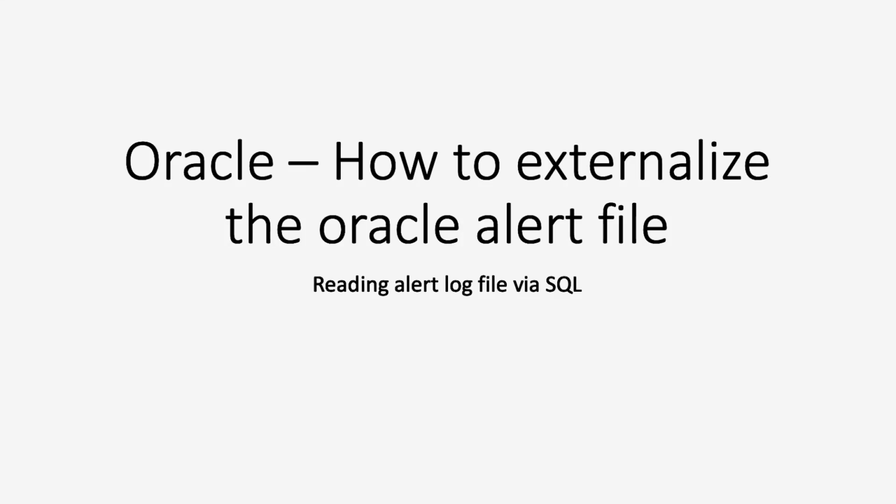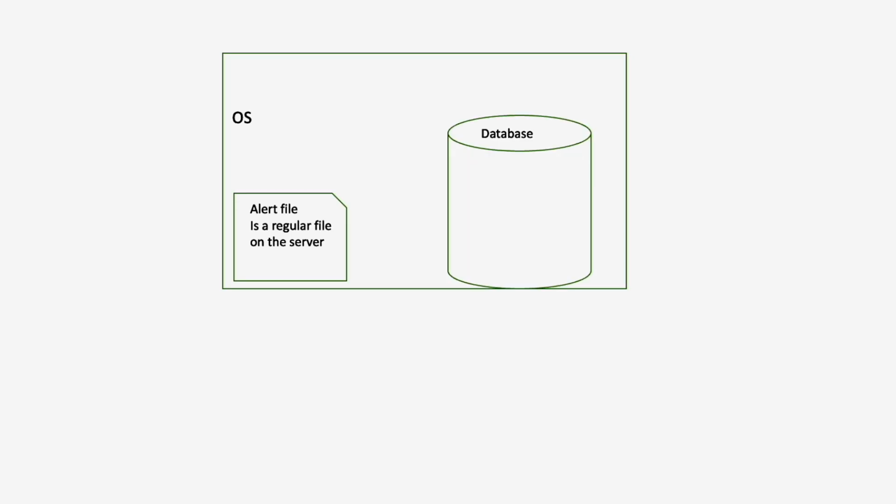In this session we will see how to externalize the Oracle alert file using SQL. In many situations, developers need to access the alert file to analyze some problems occurring on the database, for example, problems with tablespaces, online archive log files, deadlocks, or even ORA-600 errors. This file is located on the Oracle server and the developers usually do not have access to the Oracle server.